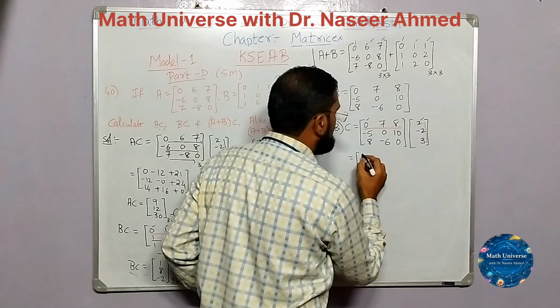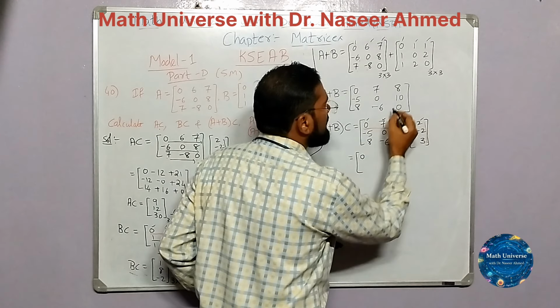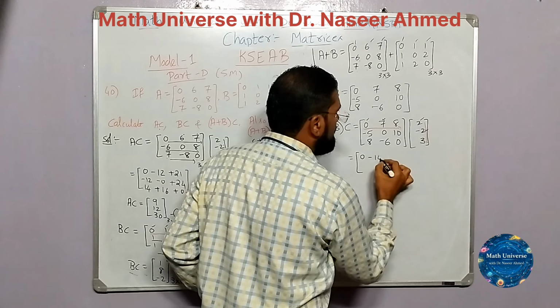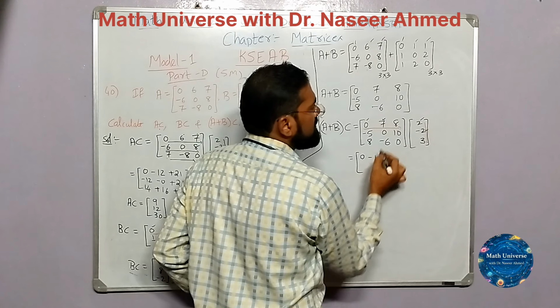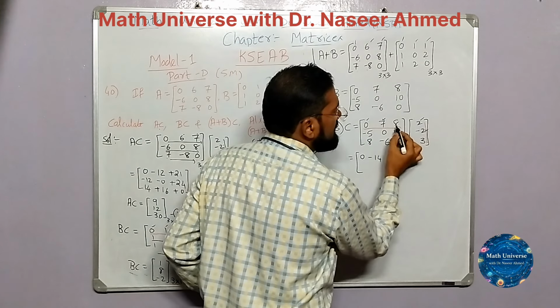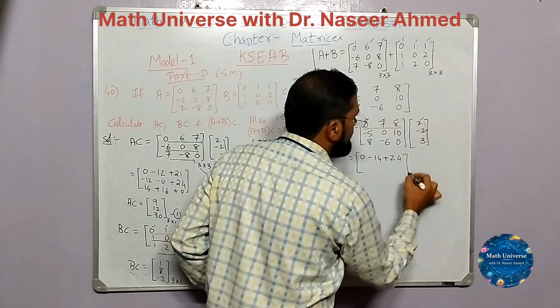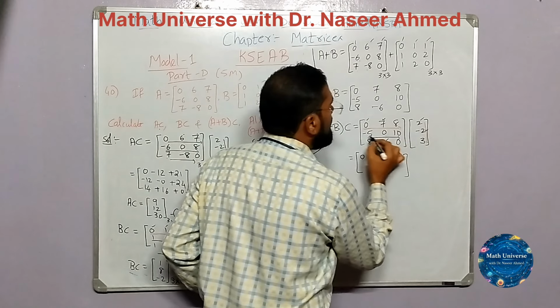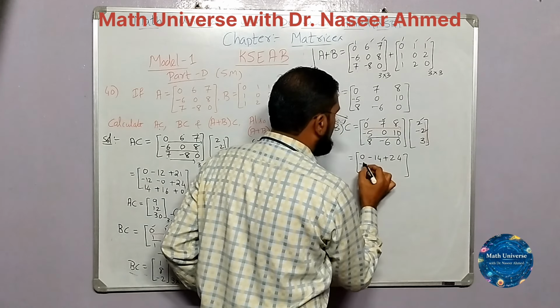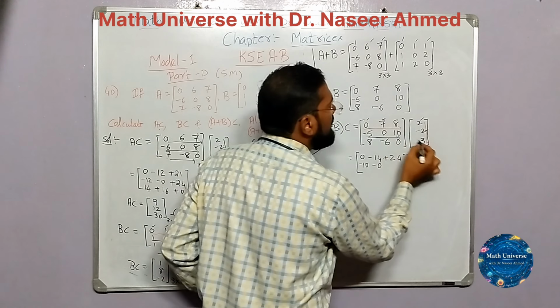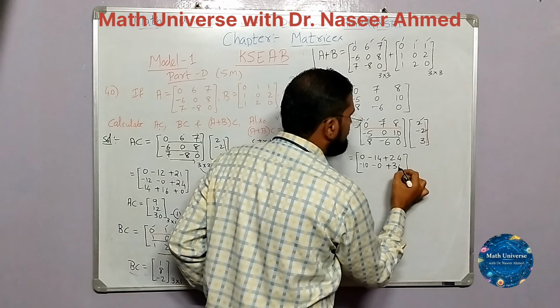So 0 into 2 will be 0. Then second element with this second element, 7 into minus 2 will be minus 14 because plus into minus is minus. Then plus into plus, third element with third will be plus. 8 3s are 24. Now comes the second row, minus 5 into 2 will be minus 10. 0 into minus 2 is minus 0. 10 into 3 will be plus 30.